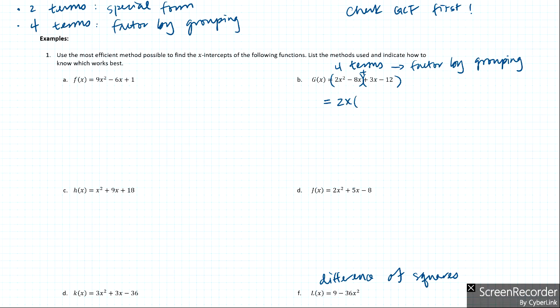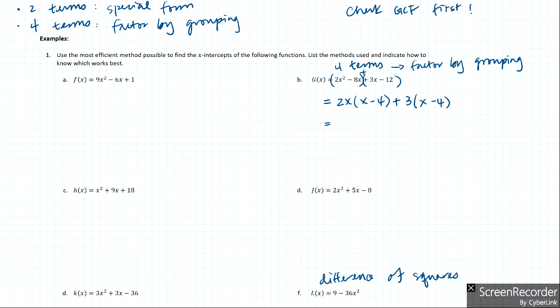Once we do so, we're left with x minus 4 here. And then for the second group, because the leading term is positive, I'm just going to keep the plus sign as is. And if we look at the GCF in the second group, we can factor out a factor of 3, and that leaves us with x minus 4.